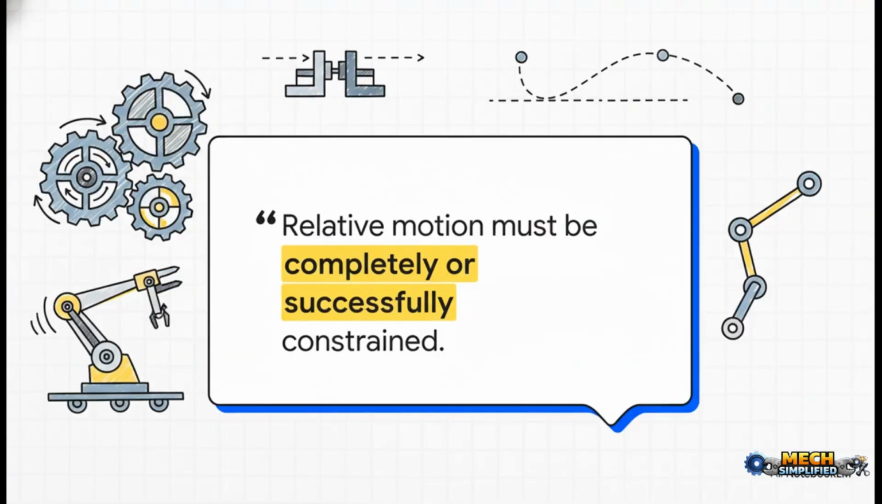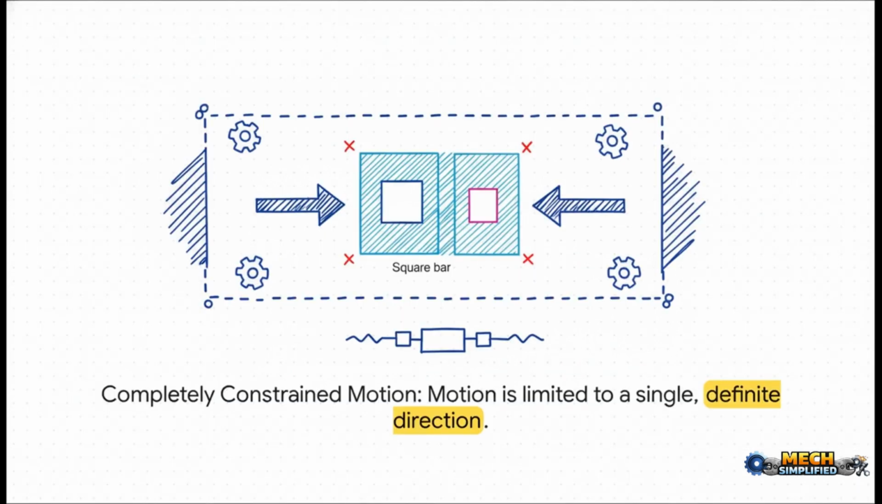It's not enough for parts to just move. They have to move predictably, every single time. This is the secret to designing a machine that doesn't just work once, but works reliably for years and years. So the gold standard, what every engineer is aiming for, is called completely constrained motion. Just look at this example, a square bar inside a square hole. It's super simple, right?